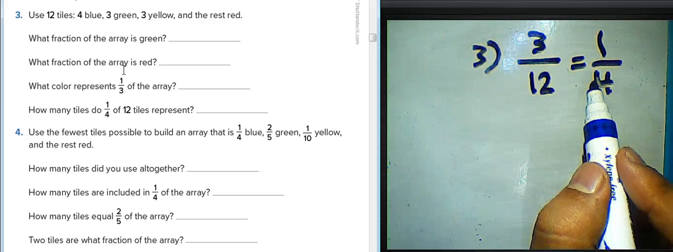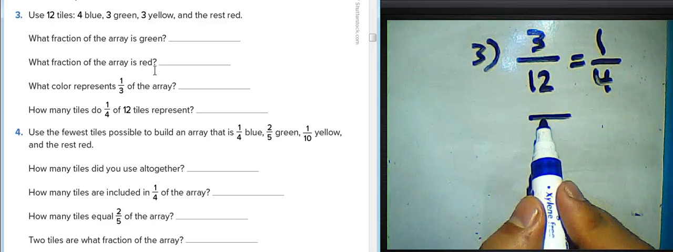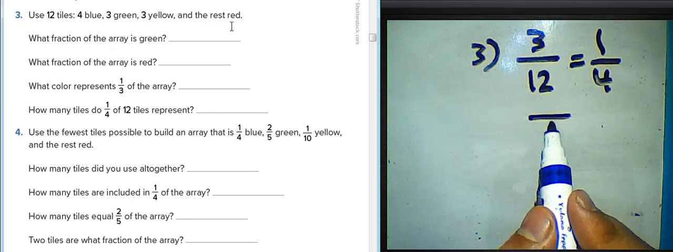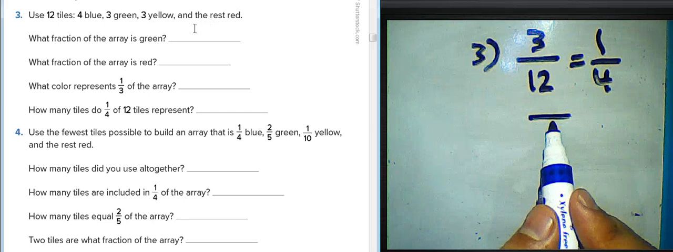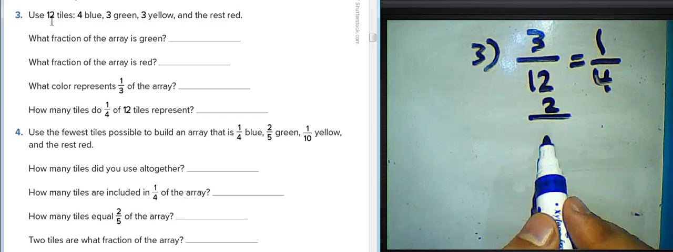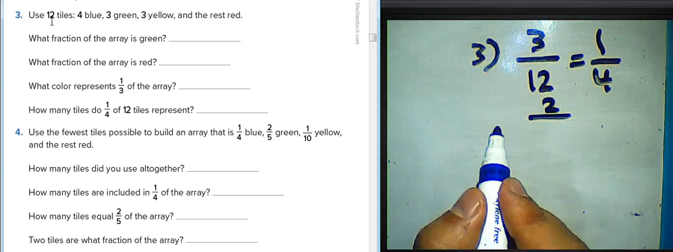What fraction of the array is red? How many red here? The rest. Okay, the rest. Can you tell me the rest here about red? We can find it from the total. 4 plus 3 equals 7. 7 plus 3 equals 10. Subtract from 12 equals 2. 2 red.